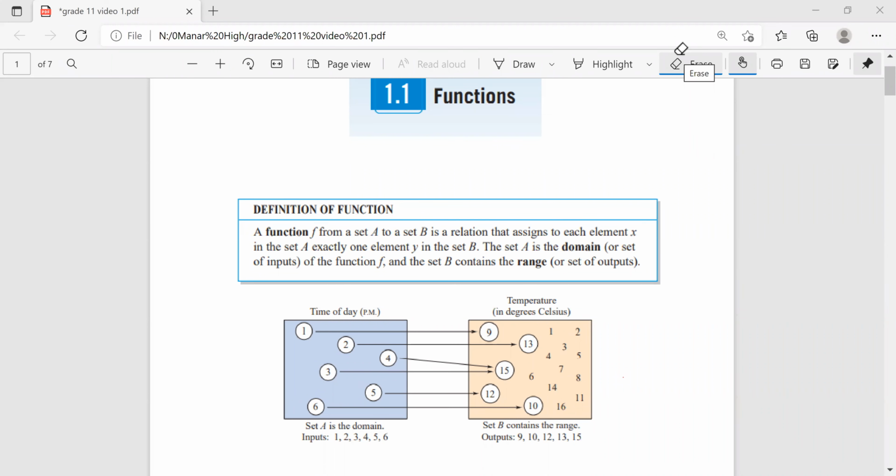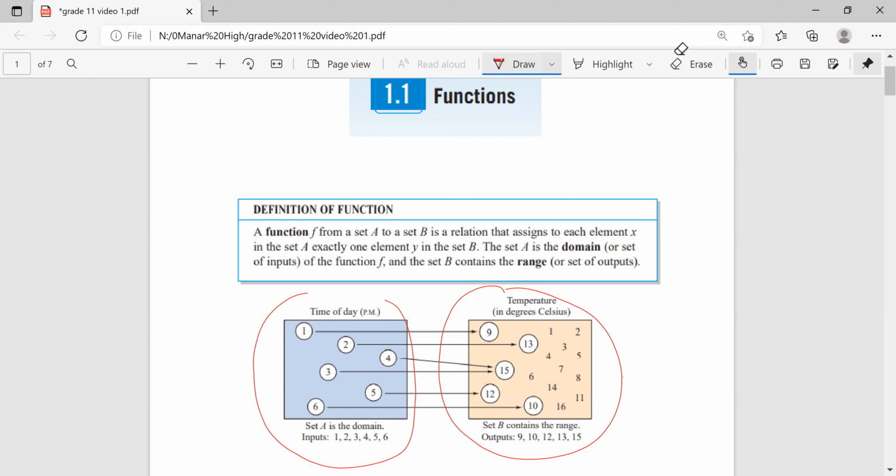Okay, today in this video we are going to talk about functions. So what is a relation first? A relation is a set of pairs of input and output values like this. This is the input here, and this is an output value. So this is a relation between an input and an output. Again, the relation is a set of pairs of input and output values like this.